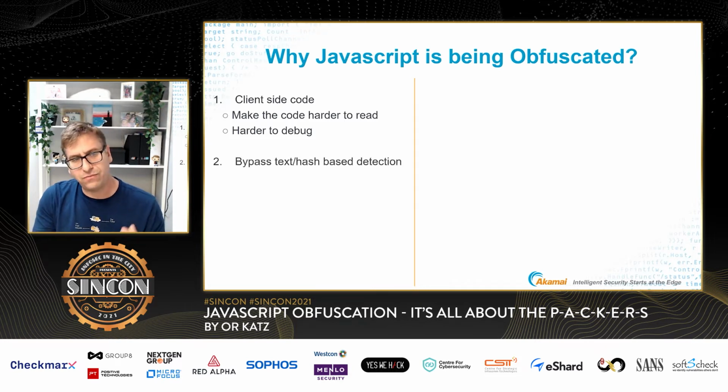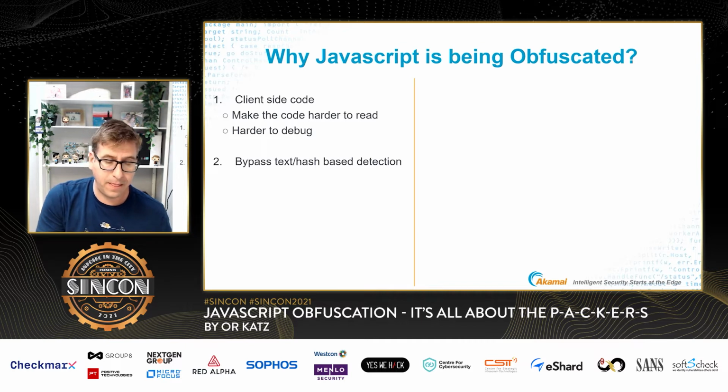And in that context, the second item of trying to answer why JavaScript is being obfuscated is in the context of an adversary, where we know that from a defensive point of view, there are a lot of solutions out there that use text-based or hash-based detection to flag a malicious file being used in the wild. Doing obfuscation of JavaScript will create different variations of the same code, the same malicious code being used, and as a result will lower detection rates, right?